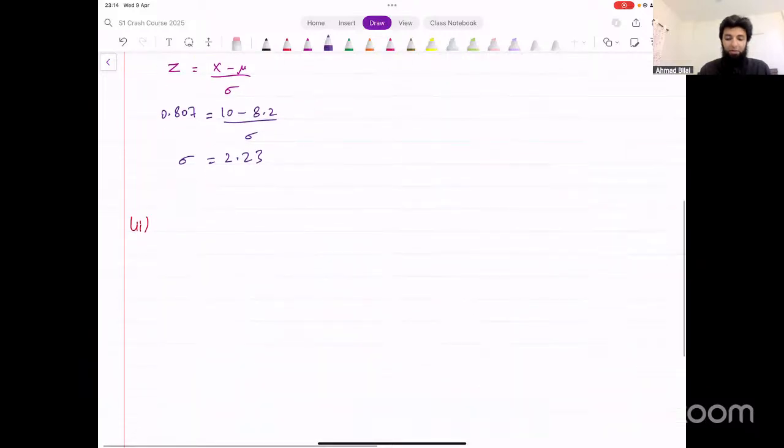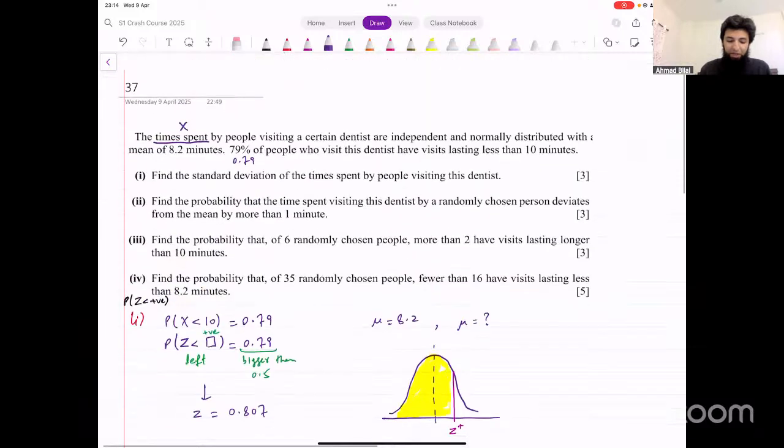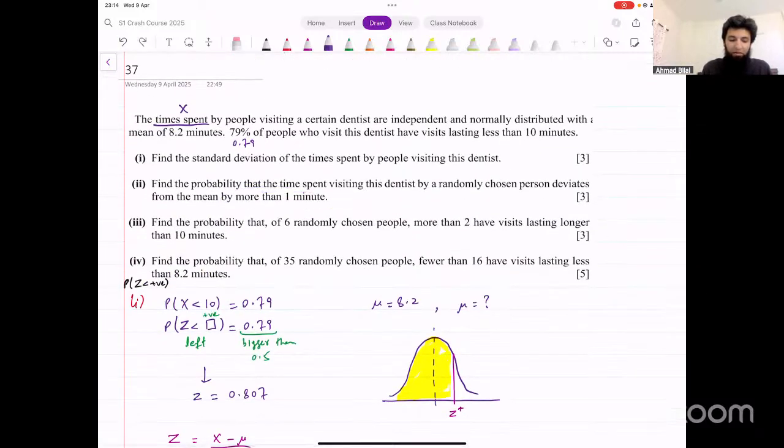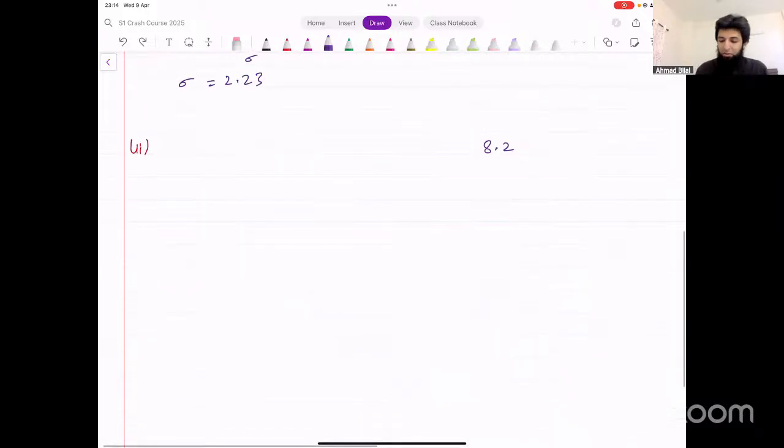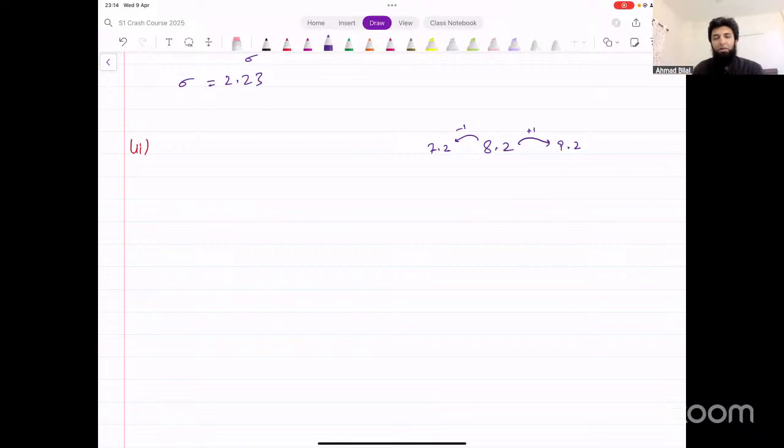Now understand the question statement correctly. 8.2 is the mean. 8.2 is going to be exactly in the middle, right? That's the mean. Deviation from the mean should be more than 1 minute. Deviation means distance from the mean. Now, on the right side, if you do +1, you get 9.2. If you do -1, you get 7.2.